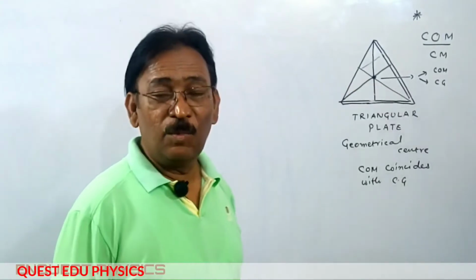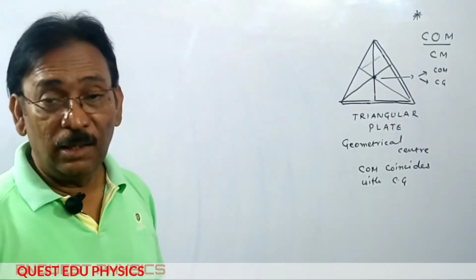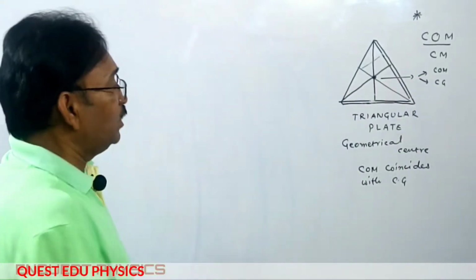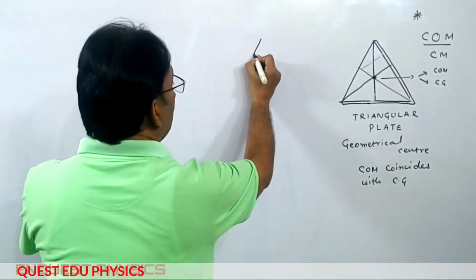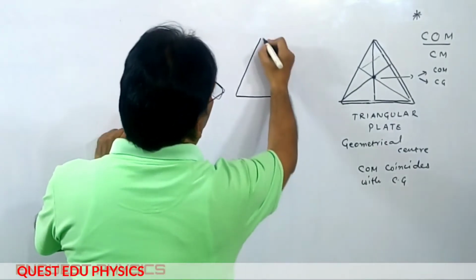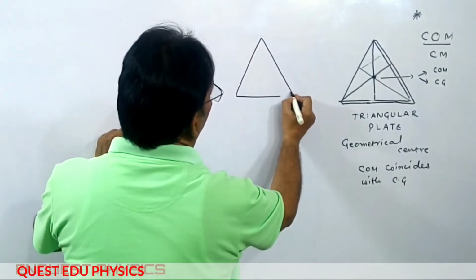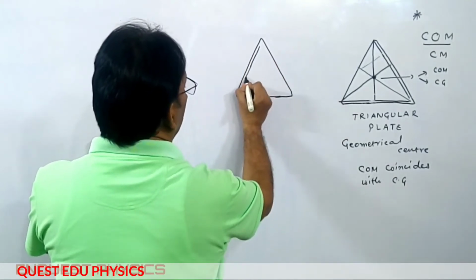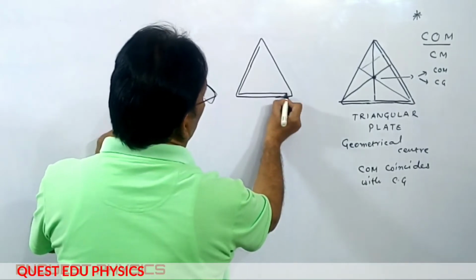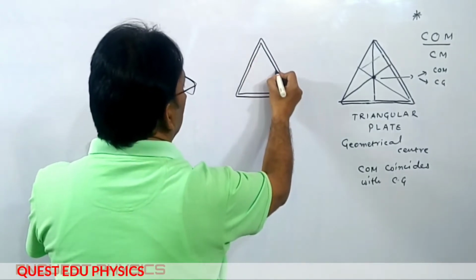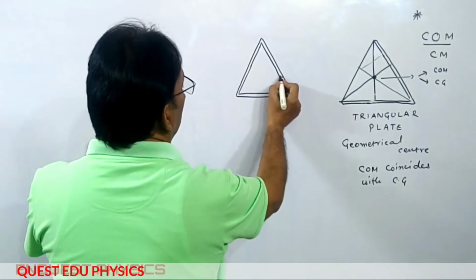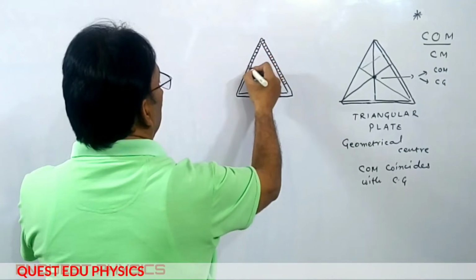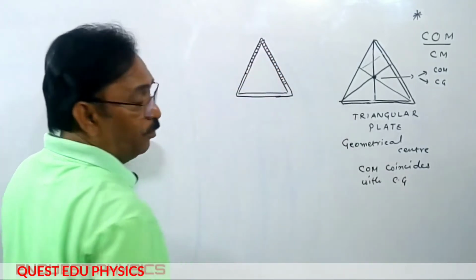It is the regular shaped body. I said it is the triangular lamina, where the center of mass coincides with the center of gravity. Let's see. We take one more body. It looks the same, but it's not. Here I am taking a triangular frame, students. It is the frame. Means what? Mass is at the edges only. This is the mass. This is the hollow part.